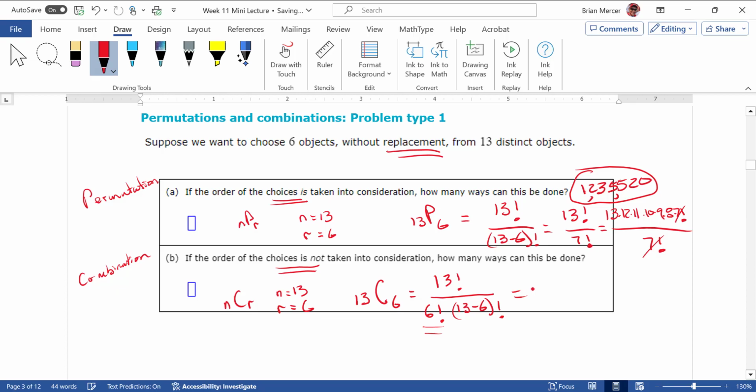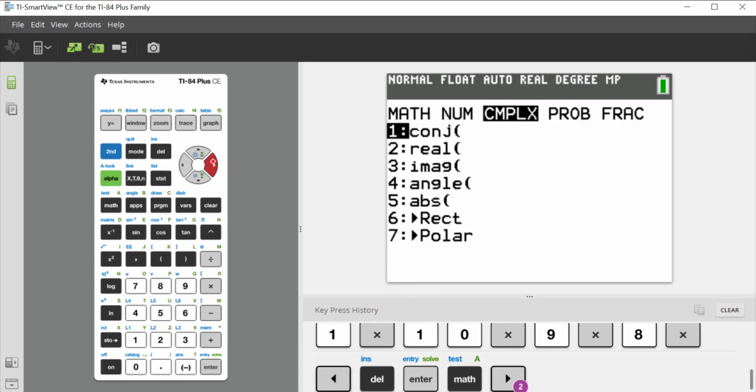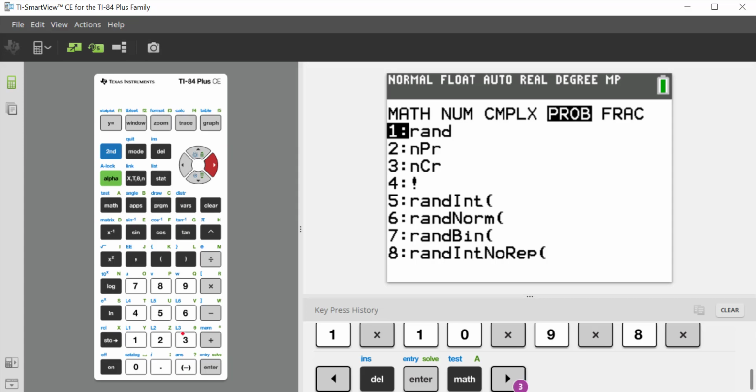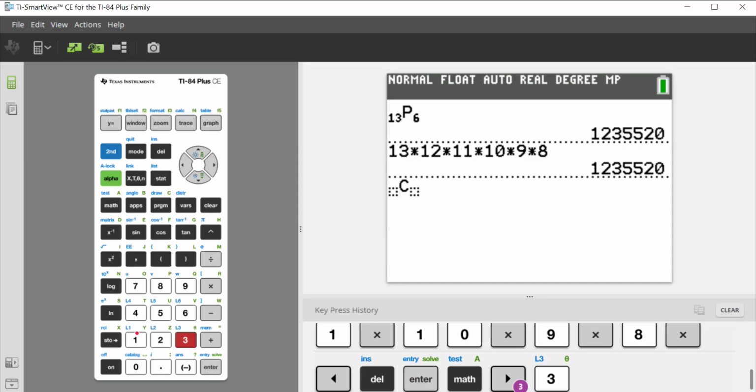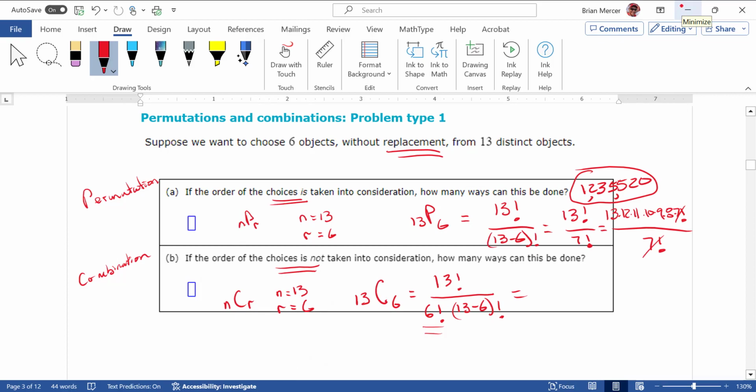So I'm not going to write all that out. We're just going to use that on our calculator. And we're going to say math, over to probability, down to option 3. And that's again a 13 there and a 6 there. And that's 1,716. So there are 1,716 different combinations. That's how many ways that can be done if the order is not taken into consideration.